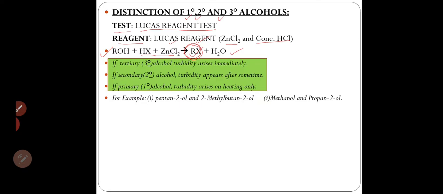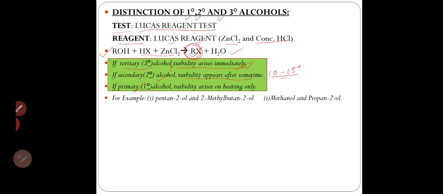In all three cases, the main product is alkyl halide, but we get different observations. If your alcohol is 3 degree, the turbidity arises immediately. If it is 2 degree alcohol, the turbidity will arise after 10 to 15 minutes. In the tertiary case it appears immediately as soon as you mix the reagent with the alcohol, but in the secondary case you have to wait for the turbidity to appear.